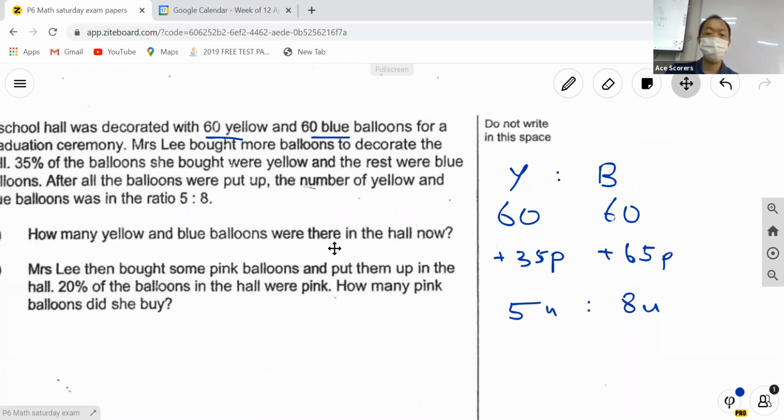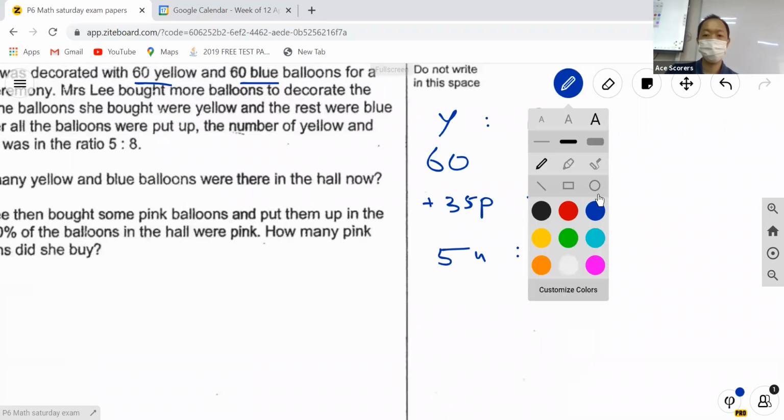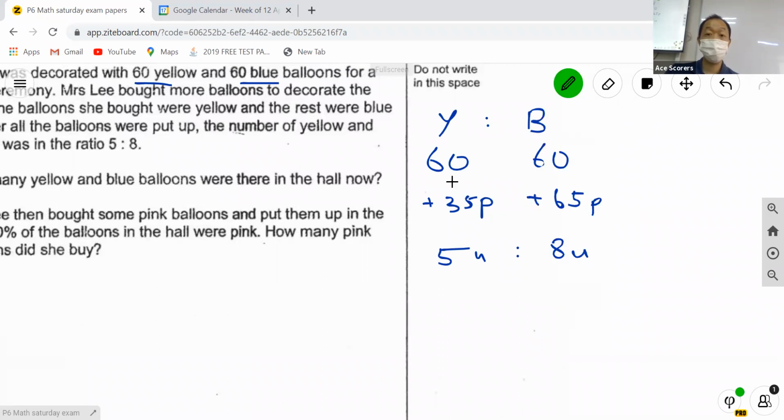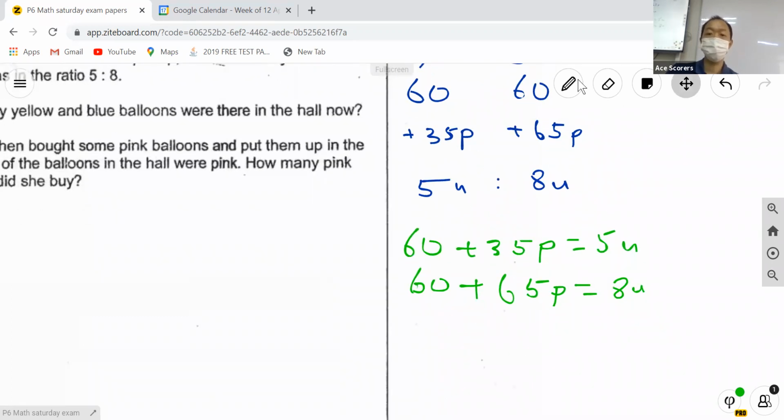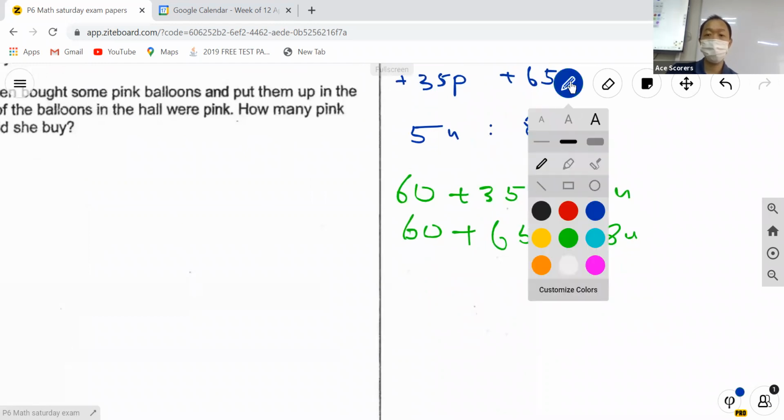Okay. So how do we solve units and parts for this? Look at this, 60 plus 35 parts equals 5U. And then here 60 plus 65 parts equals 8U. 8 to 40. This one? Yeah, okay, good. So I make this into 40.